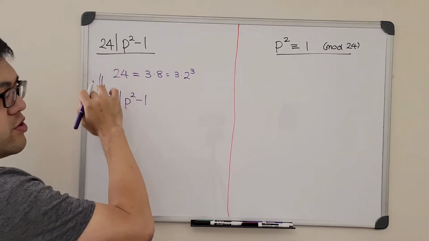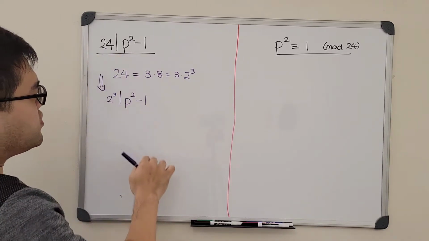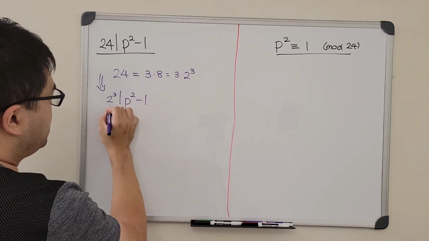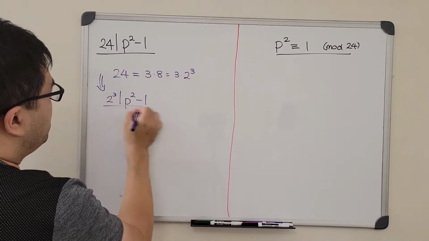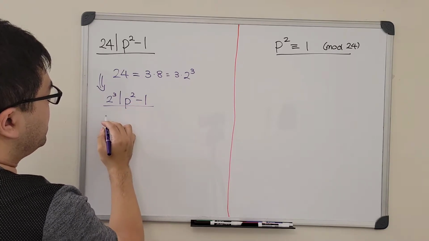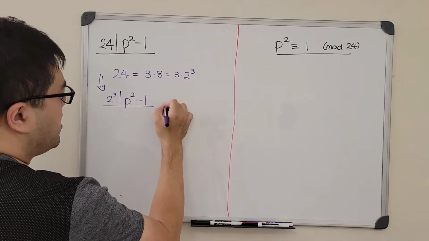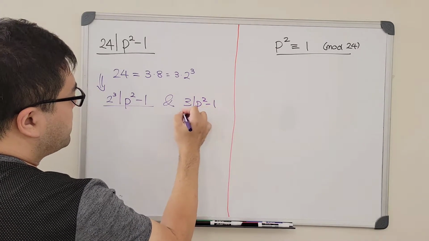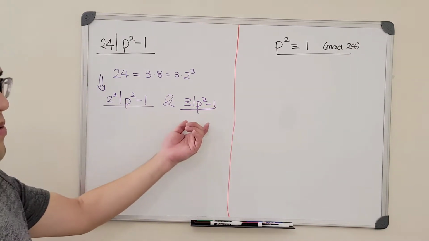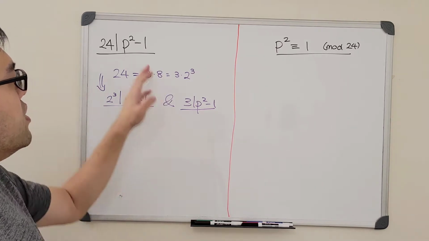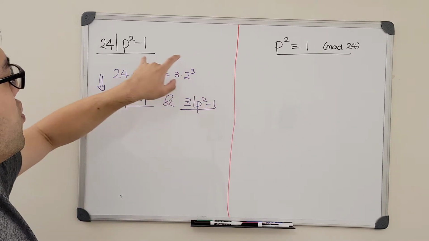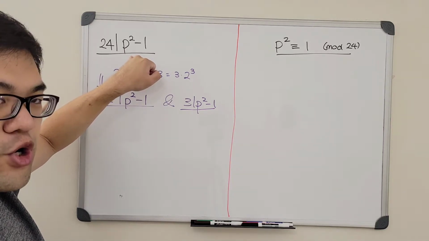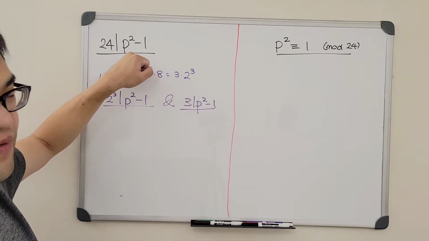In order to show that p squared minus 1 is a multiple of 24, it is sufficient to show that p squared minus 1 is a multiple of 8 and p squared minus 1 is a multiple of 3. And keep in mind, in this case, we will have the condition that p is a prime number that is greater than or equal to 5.